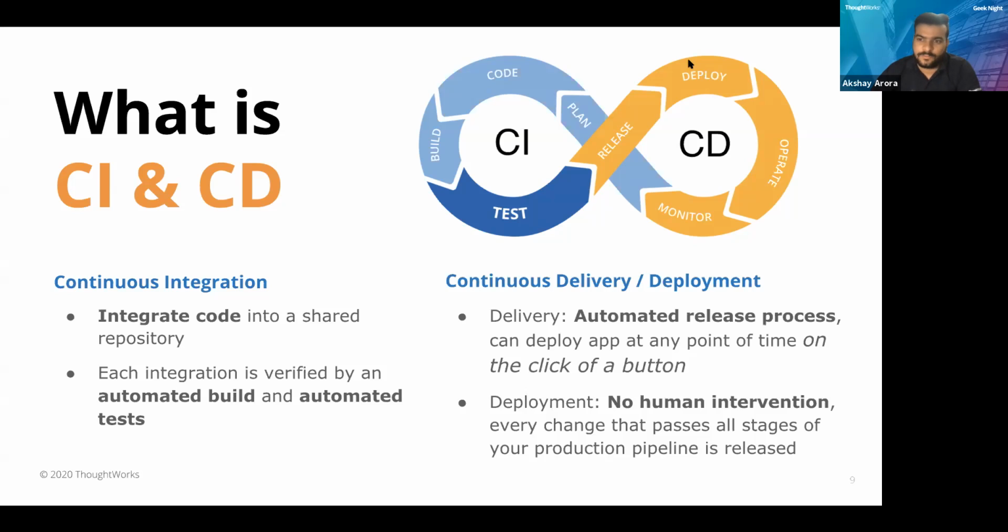Who is responsible for that? If integration of modules might result in some issues, who is responsible for that, right? Then you don't want to work on weekends, right? No one wants to work on weekends. So for that, we have a solution like continuous integration. Continuous integration basically says that you need to integrate your code in one shared repository, a Git repository, and then each integration is verified by an automated build and automated test.